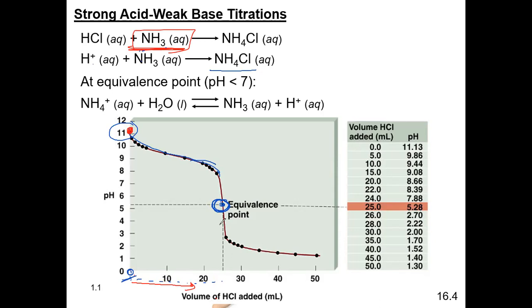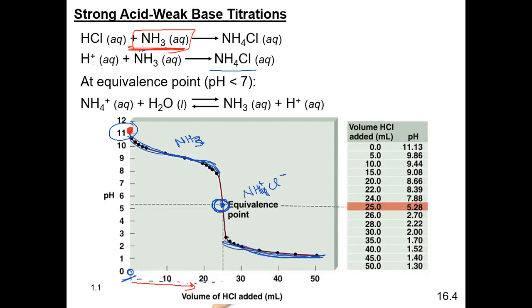There is no more ammonia. Ammonia is 0. HCl is also 0. Both of them are 0. So what is there at the equivalence point? Only ammonium chloride, the salt. What is here in this area? What is here, children? In excess? Ammonia. Ammonia is in excess.